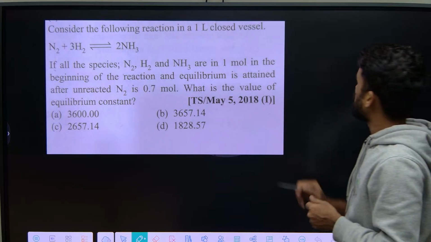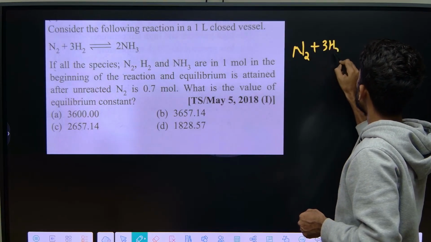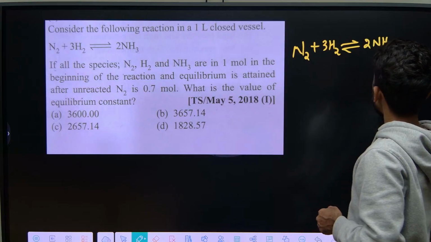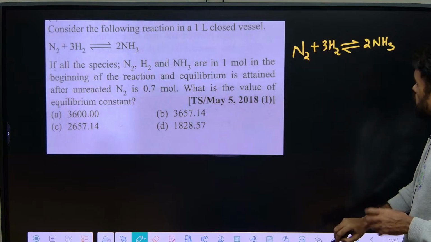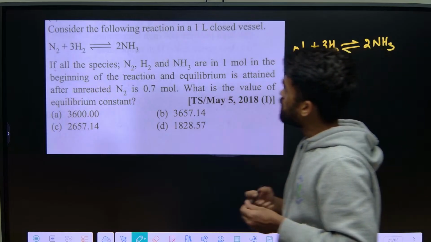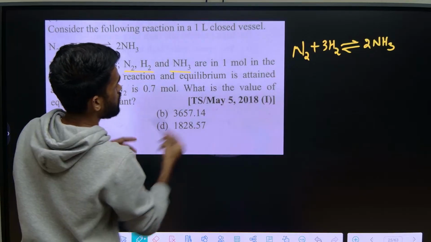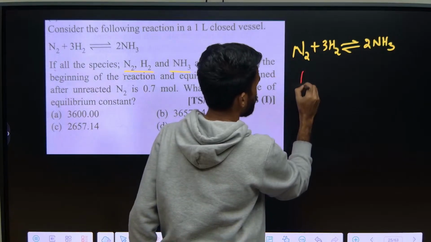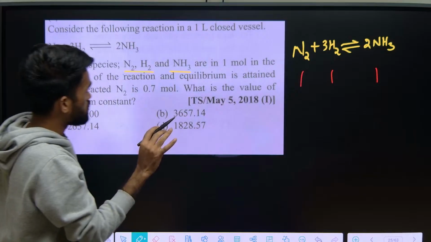See, it is a very simple reaction and a simple answer. N2 plus 3H2 gives rise to 2NH3, right. What is the mole ratio we have? 1, 3, 2, okay. That is the stoichiometric coefficients. So now what they are saying is, if all species, all the reactants and products, are 1 mole in the beginning, it means at the start of the reaction they have 1 mole of reactants and 1 mole of product also, okay. Hope this is clear.